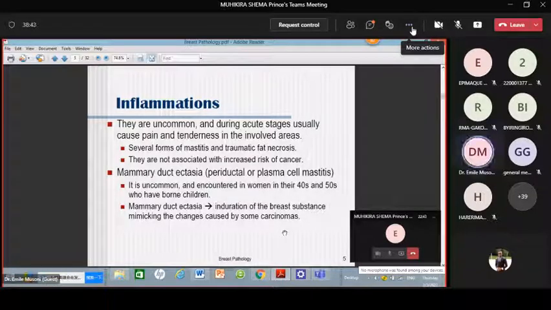This is what we call mammary duct ectasia, or periductal or plasma cell mastitis. This one is uncommon. It is characterized by induration of the breast substance. They can mimic the changes caused by carcinoma.